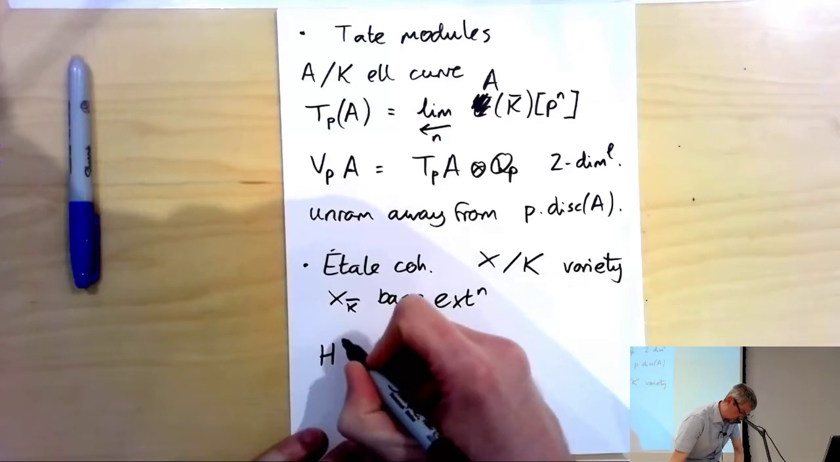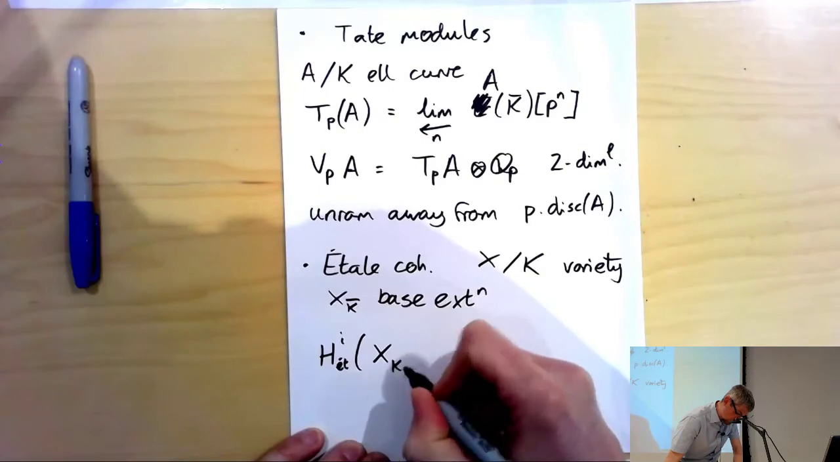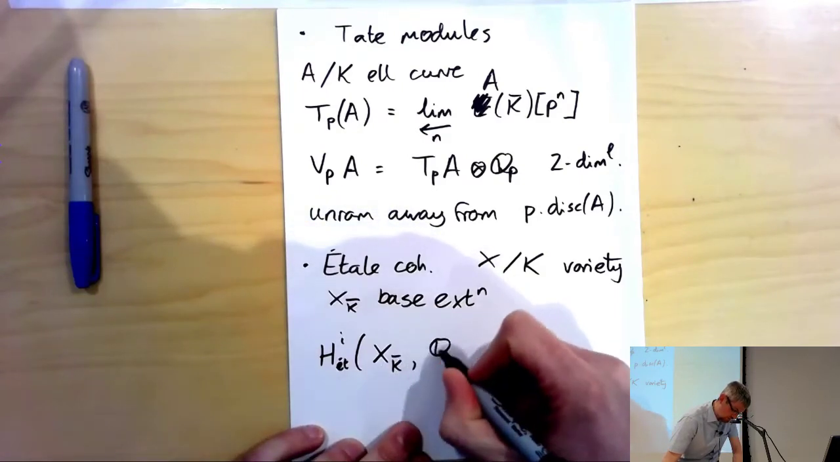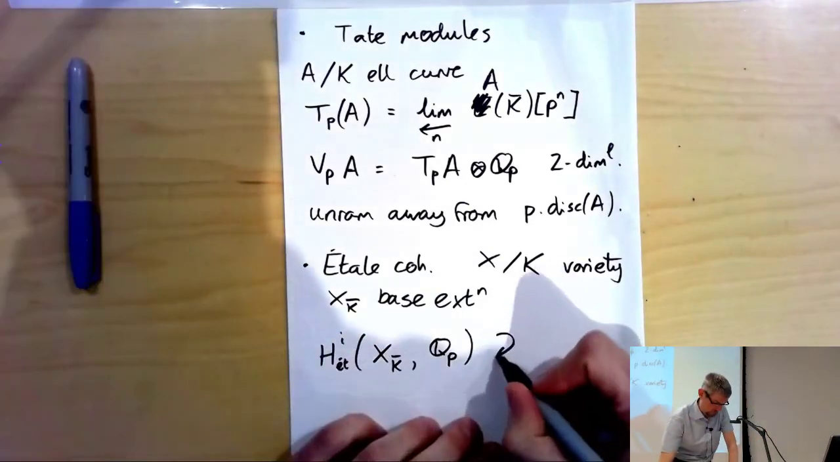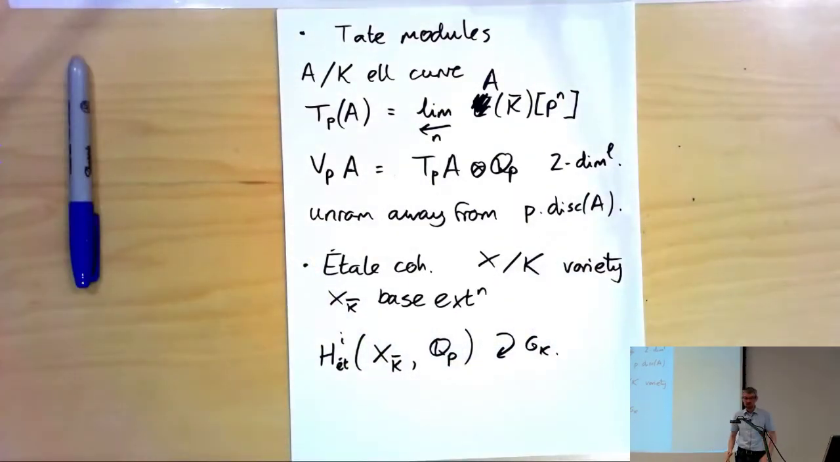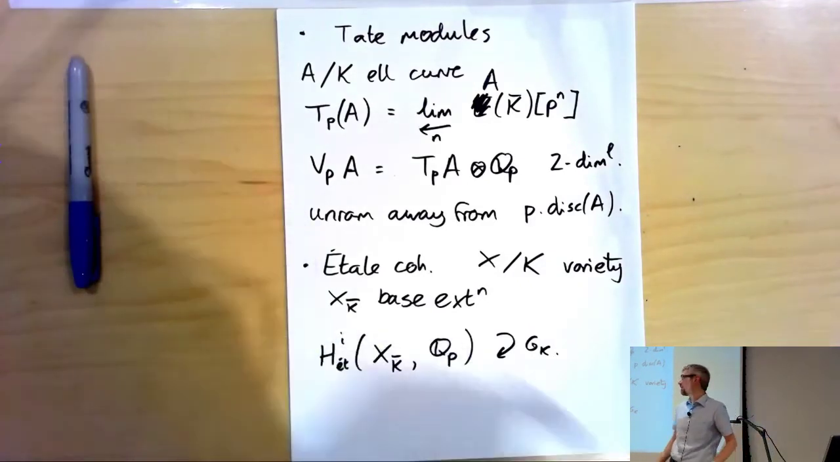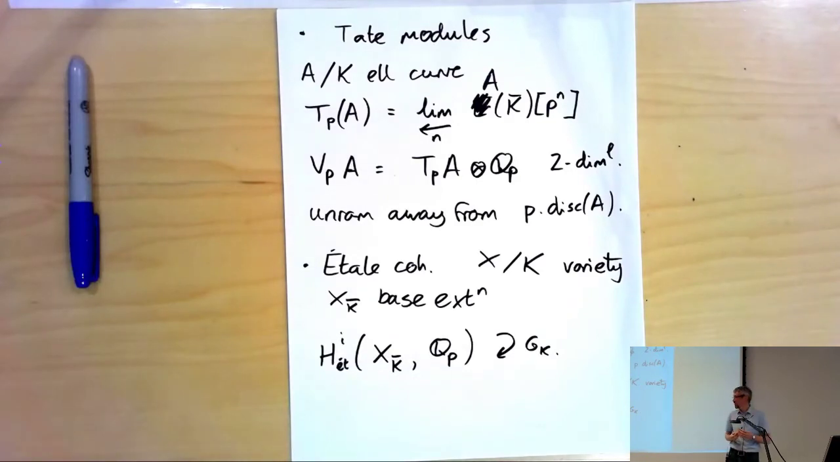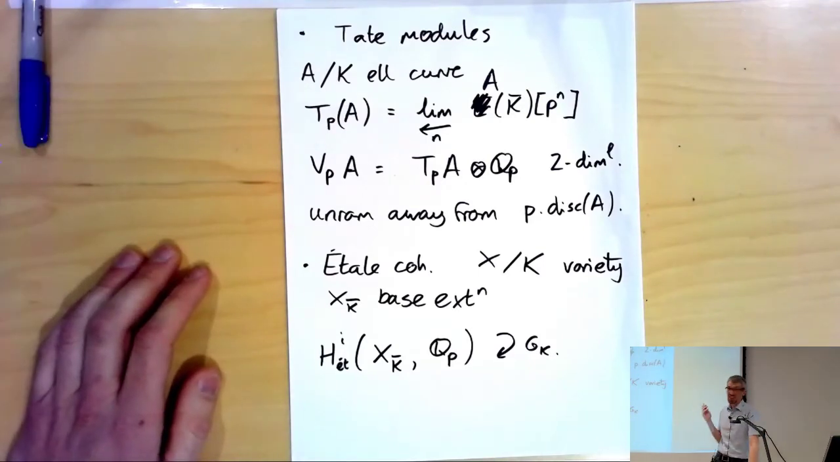And then you get groups H^i étale of X_K bar with coefficients in Q_p, and these are Galois representations. And because you've extended to K bar from something that was originally defined over K, the functoriality of étale cohomology tells you that these things have a Galois action. And they're finite dimensional over Q_p, and unramified outside some finite set of primes, although it's a little hard to be precise about what that set is in this generality.